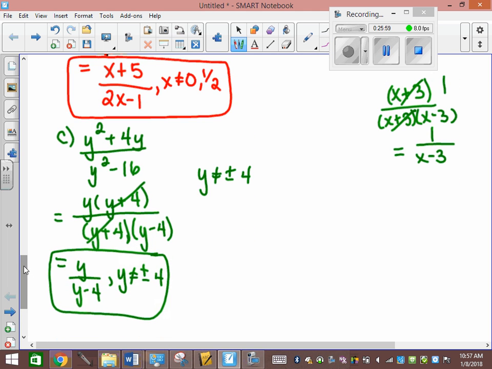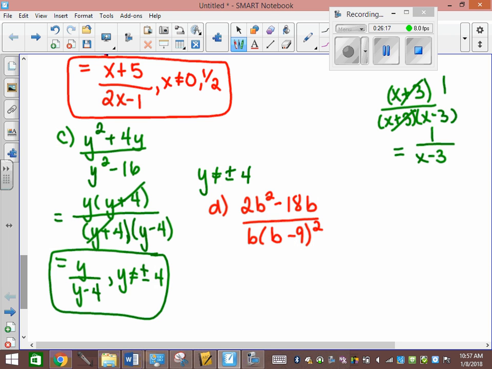Okay, D, I'll do here, 2b squared minus 18b. Why would I pick this one? I picked this one specifically because a whole bunch of people don't know what b minus 9 squared is.